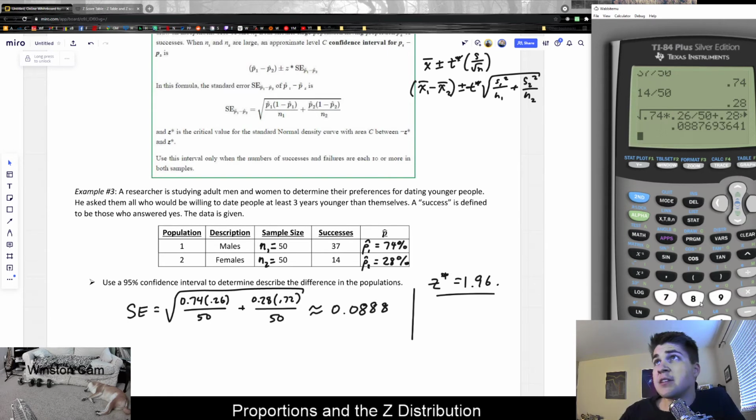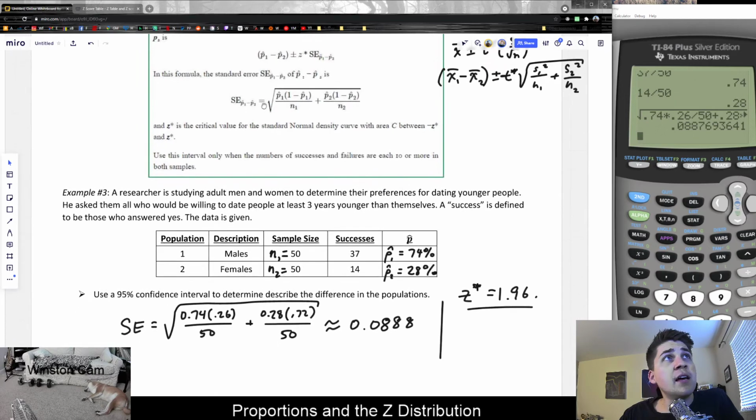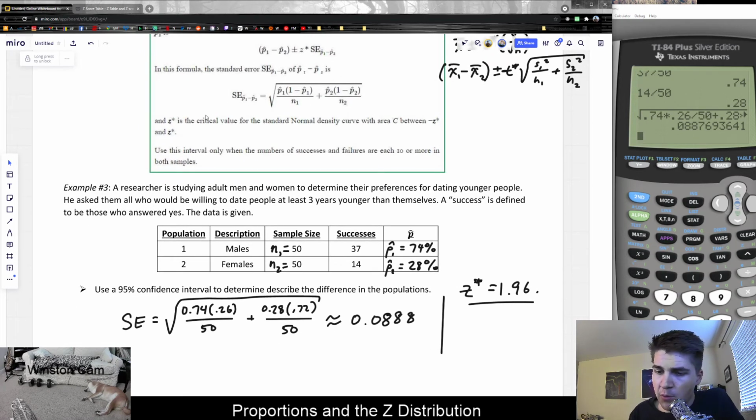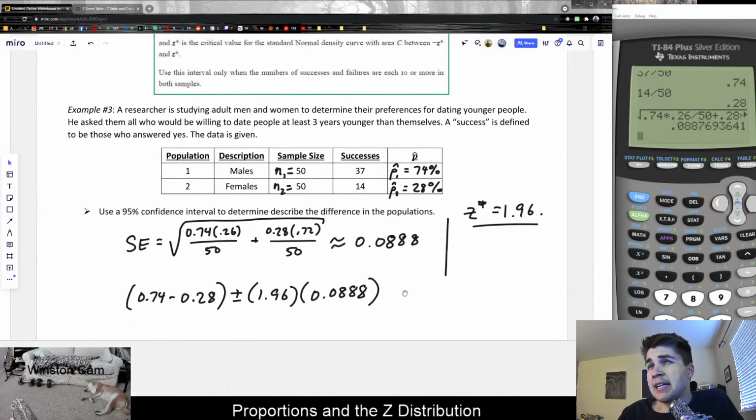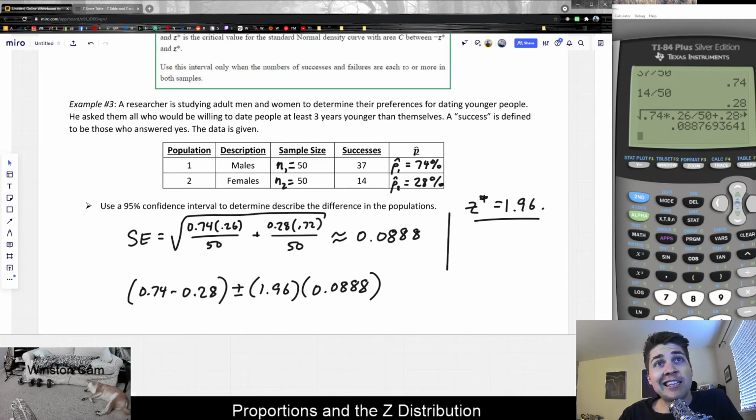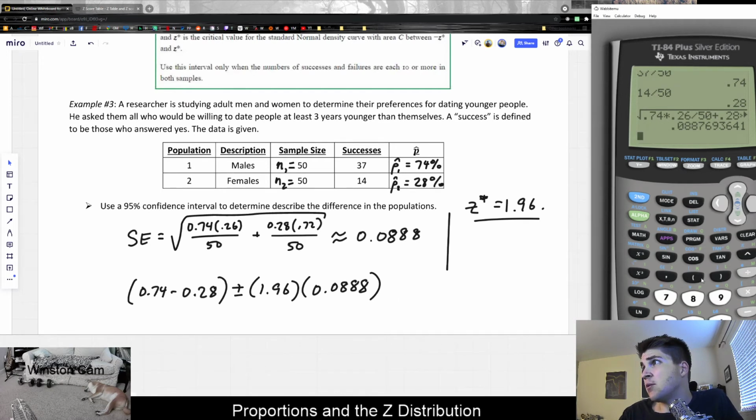So we would have our confidence interval, just using the formula from above, should be the difference in those two. So p1 minus p2 would be 74% minus 28%. Again, I'll leave them as decimals as we should for formulas. And that would be plus or minus the z-score multiplied by the standard error. Let's go ahead and calculate this out and try to figure out what this means. We would have 0.74 minus 0.28 plus 1.96 times 0.0888.